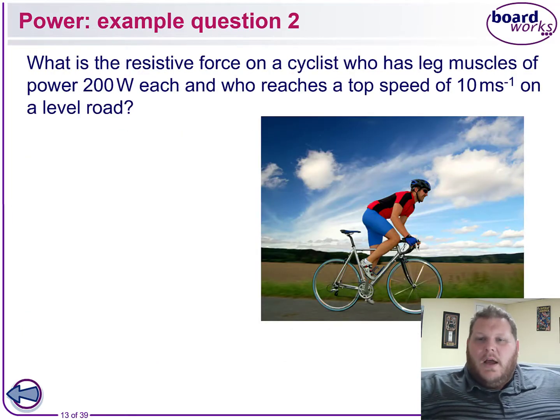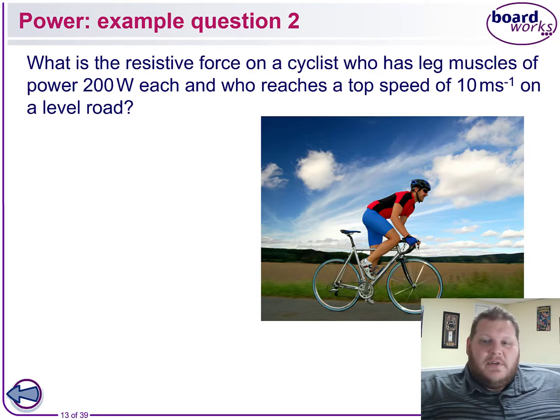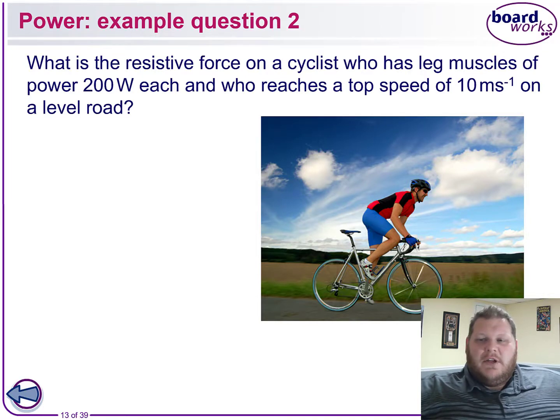Okay. Example number 2. What is the resistive force on a cyclist who has leg muscles of power 200 watts each and reaches a top speed of 10 meters per second on a level road? And don't get thrown off by this. This is just a weird way. I just have this slideshow from many years ago when I first taught physics, and now it's not an editable thing. So this is just how they wrote meters per second. So seconds to the negative first power instead of meters over seconds. This is just, again, the speed in meters per second.